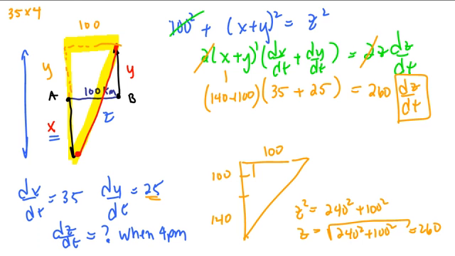And if you isolate for dz by dt, your final answer is approximately, I'm going to round this using a calculator, 55.4.